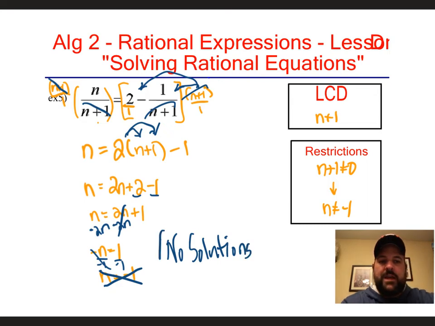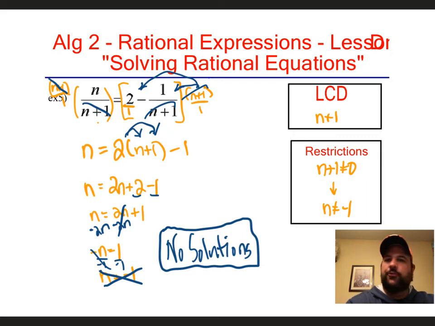So there will be times when it seems like we should have an answer. We did all the right work, but if I plug negative 1 into those fractions, I would get a 0 in the denominator. That's undefined. That's a problem. So there's a case where we use the second process for solving by multiplying by the LCD, and it turned out our answer was an extraneous solution. Therefore, there's no solutions here.